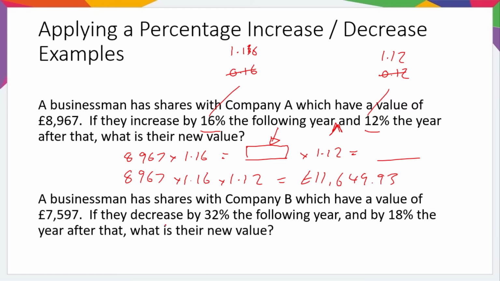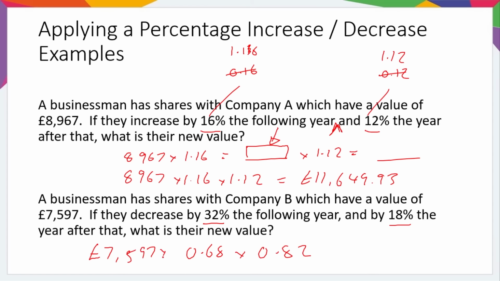And we can do the same with a decrease. If something decreases by 32%, then that means we are calculating 68%. So that's our multiplier for 68%. And then 18% means we need to calculate 82%, so 0.82. So here our calculation is simply 7,597 multiplied by 0.68 multiplied by 0.82.